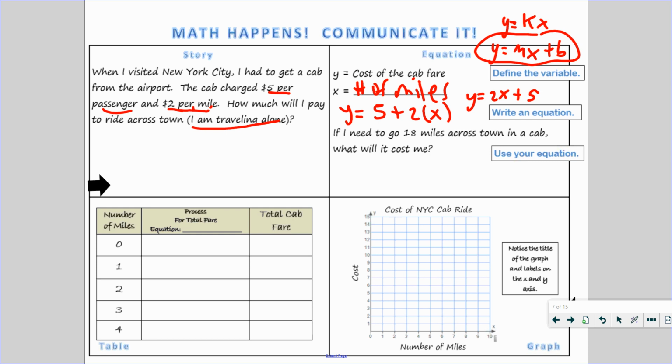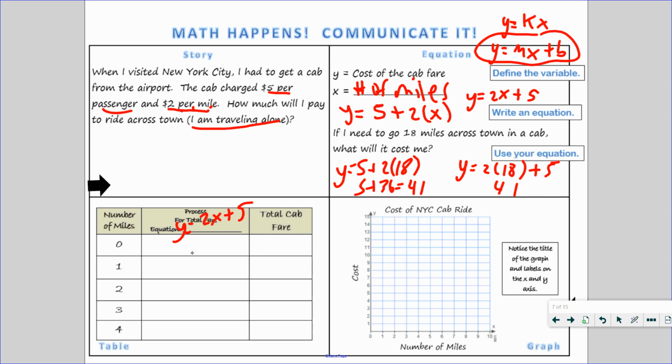If I need to go 18 miles across town in a cab, what will it cost me? So if I'm going to use this equation, y is the cost. I pay $5 plus 2 times 18 miles, because it's $2 for each mile. That's 36. 5 plus 36 is $41. If I had chosen to use this equation, which is the same equation, 2 times 18 is 36 plus 5 is 41.